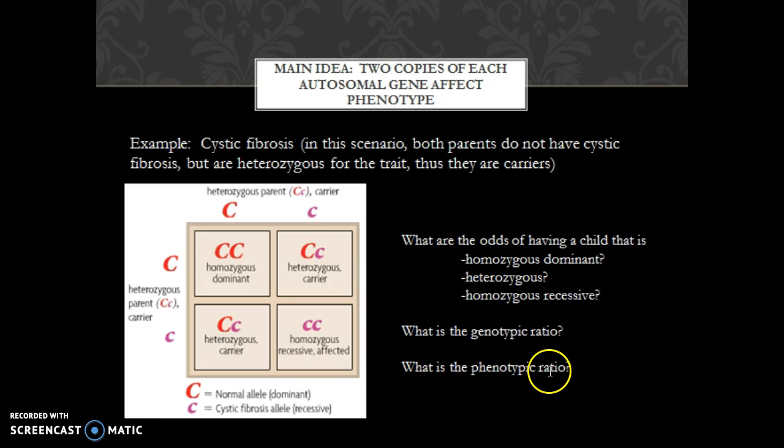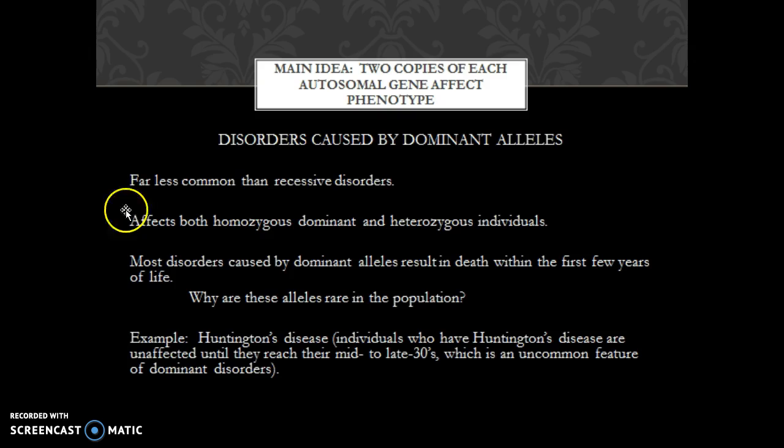How about the phenotypic ratio, or the ratio that compares the traits? Well, normal, normal, normal. So there's 3 normals and 1 affected. So the phenotypic ratio would be 3 to 1. And the last part of this main idea, 2 copies of each autosomal gene affect phenotype, we're going to be looking at disorders caused by dominant alleles, which are far less common than recessive disorders. Recessive disorders are not all that uncommon, but the dominant ones are.